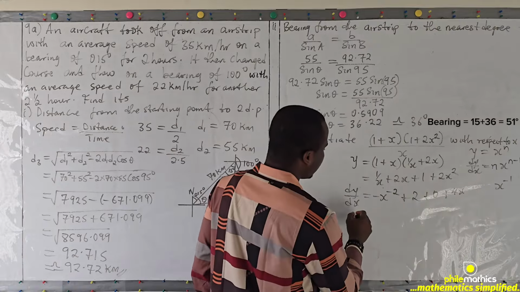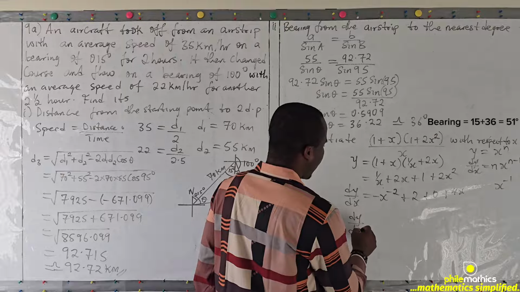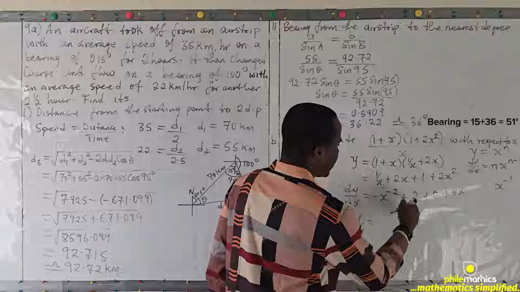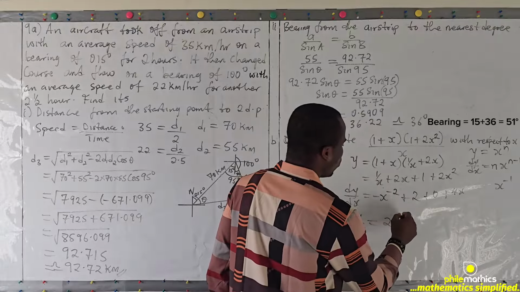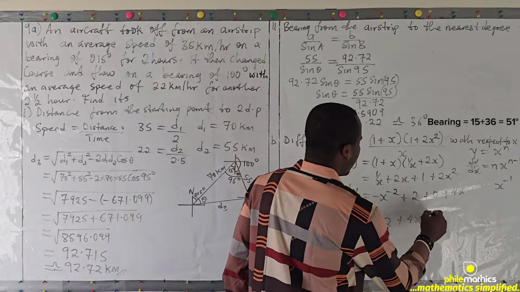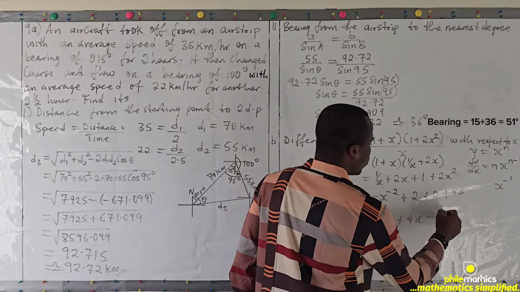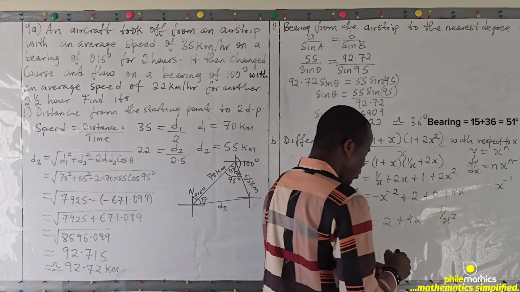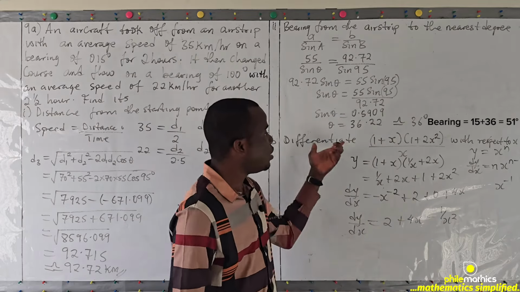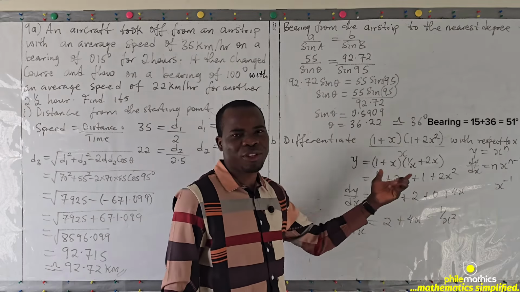And so if we rearrange, dy/dx will be, let's start with the constant, 2 plus 4x minus, this is the same as 1 over x squared. That's the answer of the differentiation of this rational function.